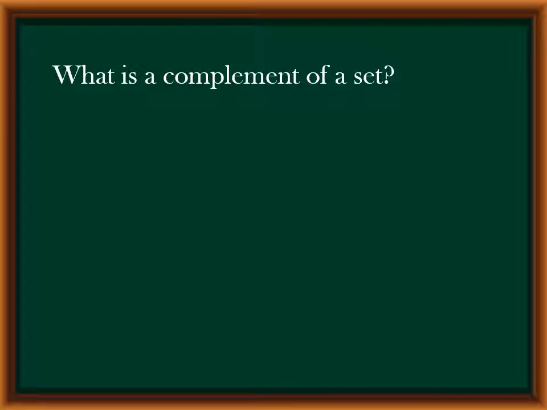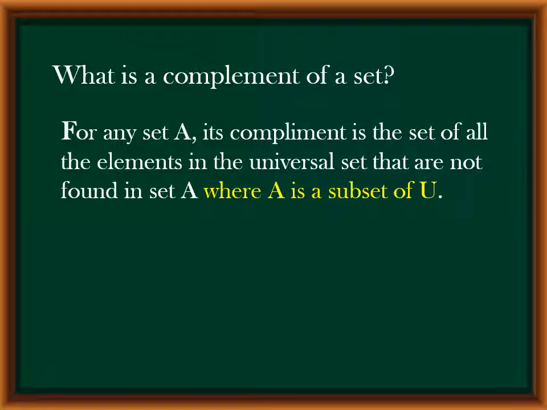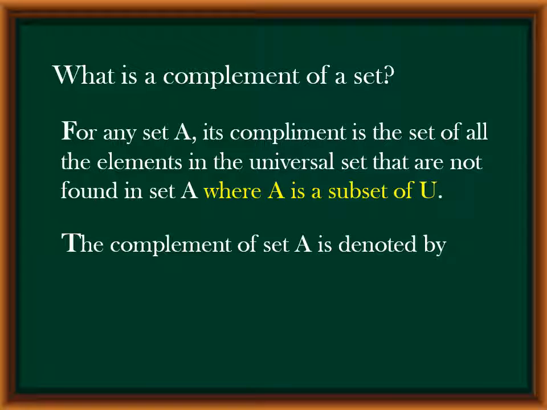But before that, let us define what is a complement of a set. For any set A, its complement is the set of all the elements in the universal set that are not found in set A, where A is a subset of the universal set. And it is usually denoted by A raised to the power of C, which is read as A complement.